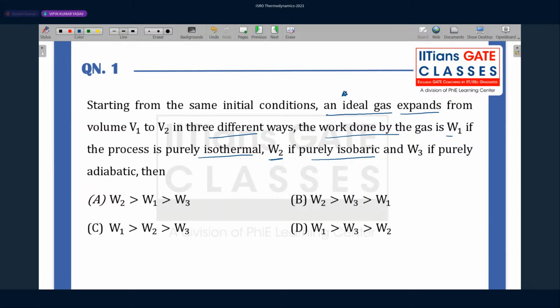So let me explain this question one more time. There was a problem with audio. Now I think it is clear. Now I think my audio should be clear to you. Let me explain this question one more time.